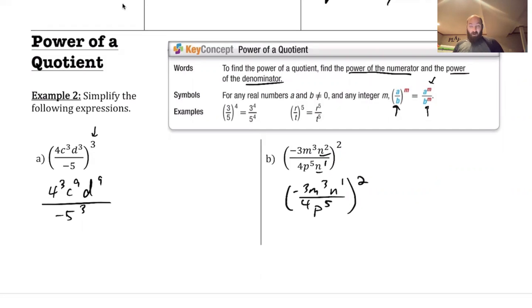From there, now I can just take everything inside and raise it to that second power. So -3 gets raised to the second power. m is raised to the 6th power. n is raised to the second power. 4 raised to the second power. p to the 10th power. Here's one specialty thing. Since -3 is raised to the second power, that is a negative times a negative. That comes out as positive. So I can actually also rewrite it like this.